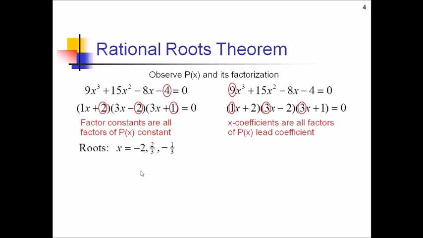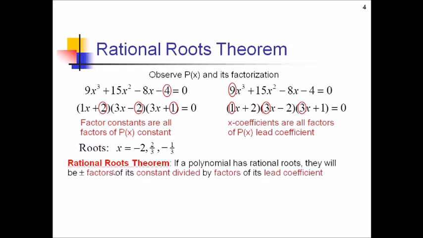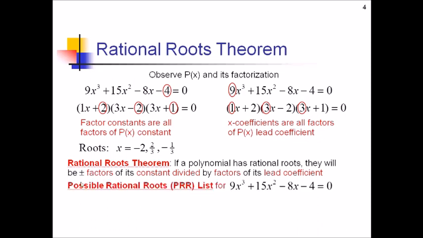This is essentially what the rational roots theorem says. The rational roots theorem says if a polynomial has rational roots, then those roots will be plus or minus factors of the constant divided by factors of the lead coefficient. So where this comes in handy is we can use this to generate a list of possible rational roots, or the PRR list for a polynomial.